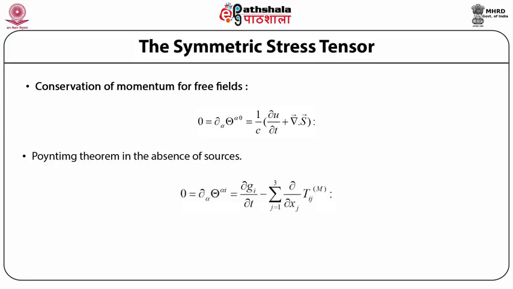0 equals del alpha phi alpha i equals del gi by del t minus summation j equals 1 to 3 of del by del xj of Tij m. This is the law of conservation of momentum in the absence of sources.